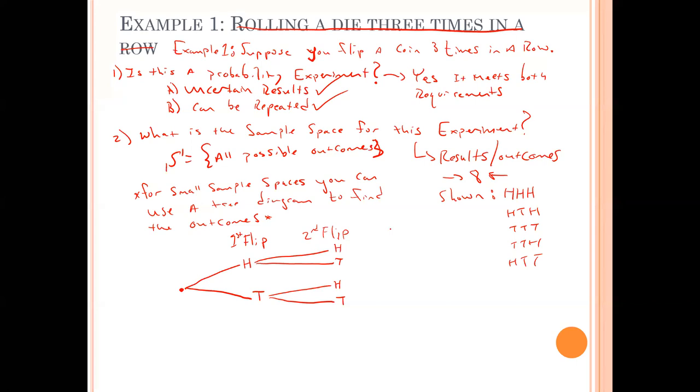And then I'm gonna do my third flip. Well, maybe I flipped head, and then I could get a head or a tail. Maybe I flipped head, tail. Well, for my third flip, I could still get a head or a tail. Maybe I started with a tail, head, and then I could get a head or a tail. And then my last one, I could have flipped tail. And then I could have got a head, tail. So what this kind of looks like is it looks like a tree that fell over, okay? And these are all the branches of the tree. So now what you gotta do is you just gotta go through the tree to find the sample space.